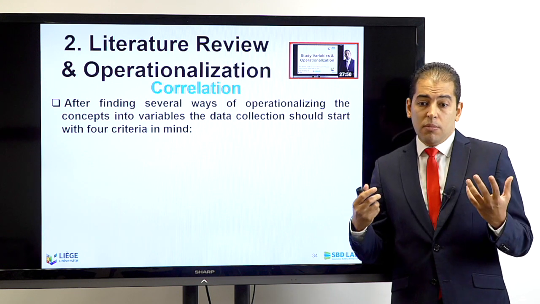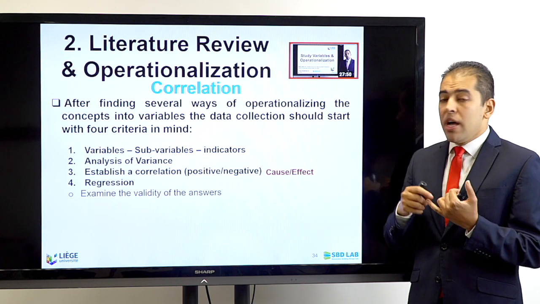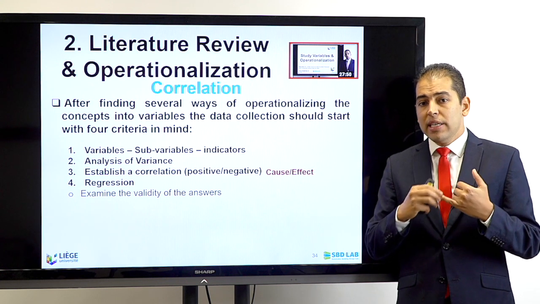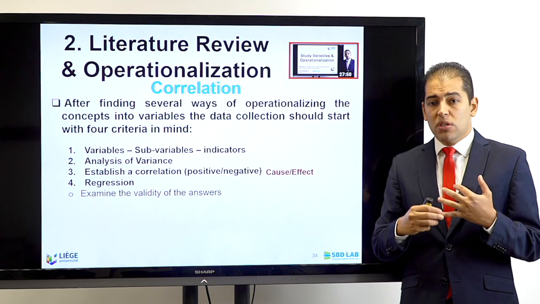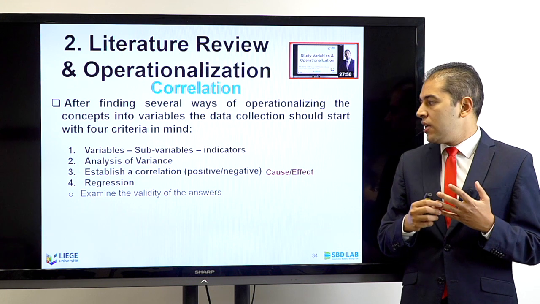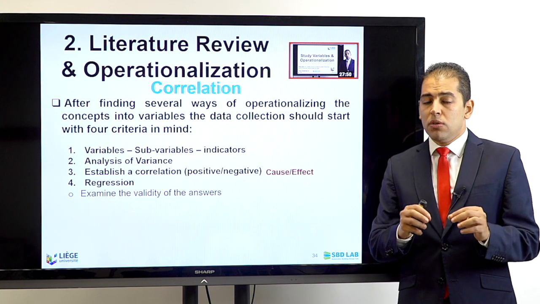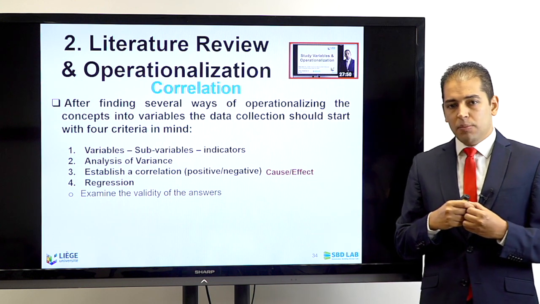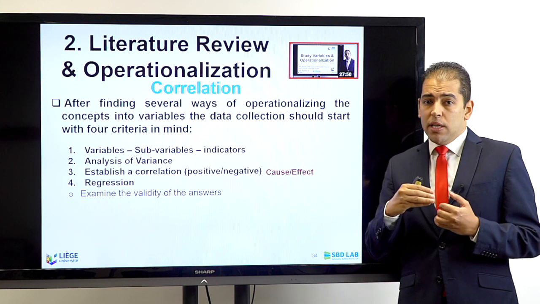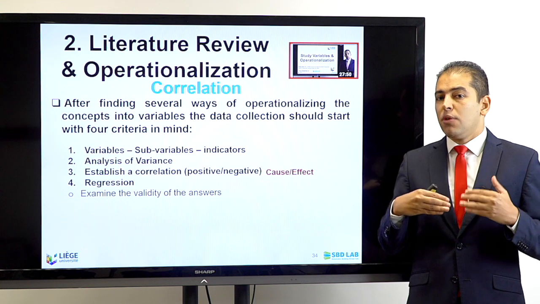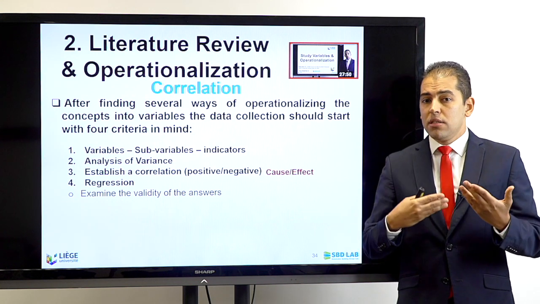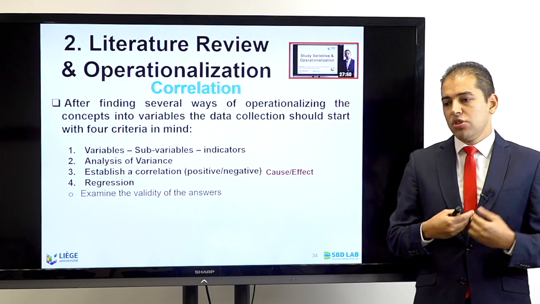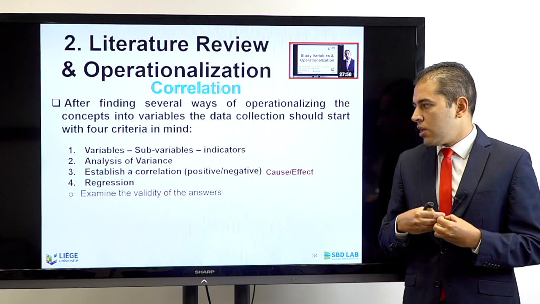4 criteria in mind. The first criteria is to have set clear what are the variables I'm studying, what are the sub-variables I'm going to investigate, and what are the indicators I'm going to measure, and the units that allow me to measure them, and the tool that can help me to do the measurements. After that, I conduct an analysis of variance to check if there is a variance when I introduce my intervention or when I test my correlational approach.